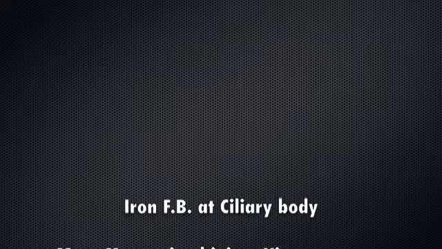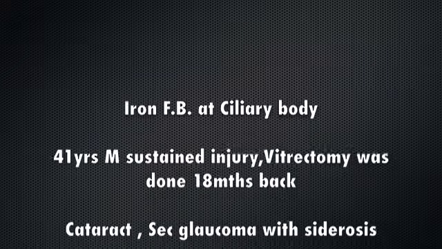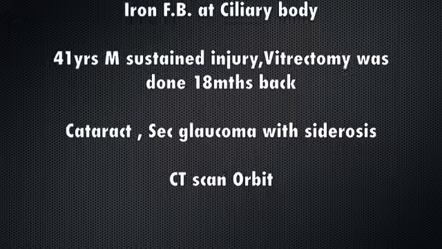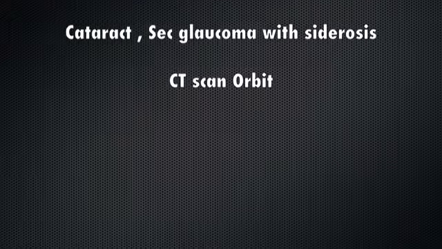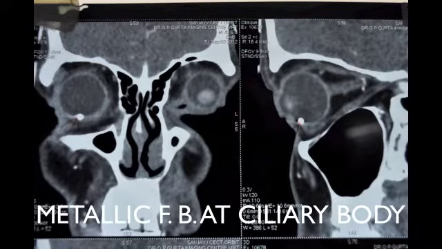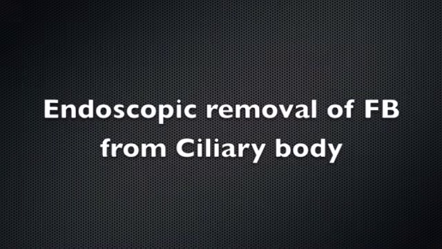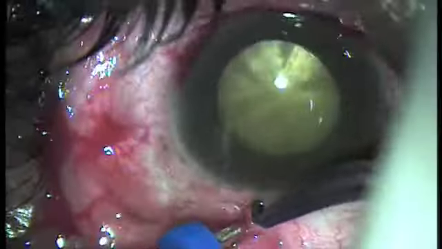This was a patient where a failed attempt of foreign body removal with vitrectomy was already done elsewhere. A CT scan of the orbit was done and a foreign body was located at the pars plana region. So the endoscopic removal of the foreign body from the ciliary body was planned.